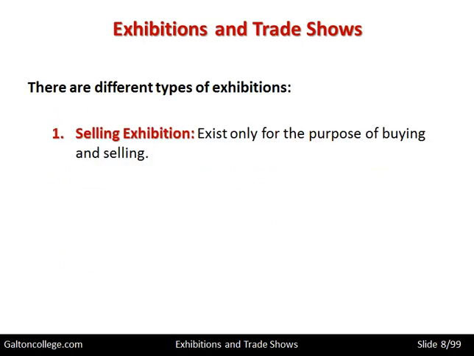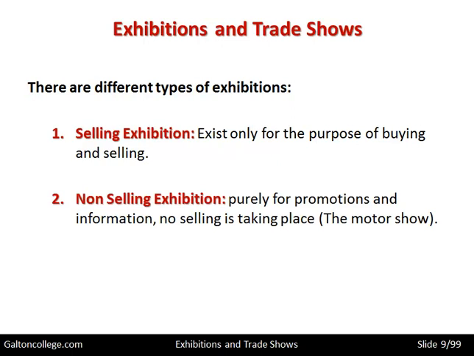Now there are different types of exhibitions. Selling exhibitions is where obviously the people at the exhibition can sell their product, can sell it and take orders from potential customers and can take orders from perhaps past customers, look for new customers. It's a selling exercise and there may be an element of selling involved. So there could be a selling exhibition, or there can be a non-selling exhibition. The non-selling one is purely for promotions and information.